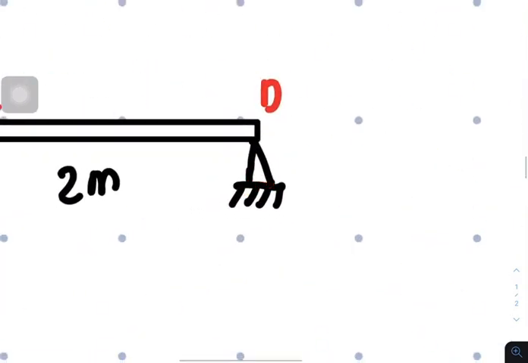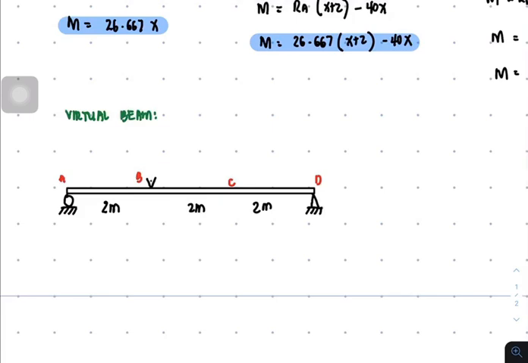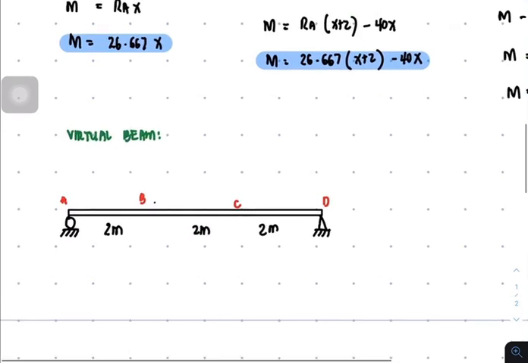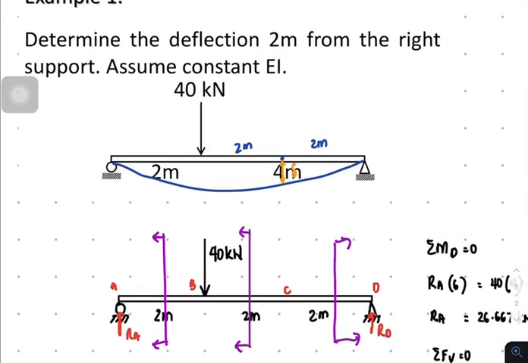here, just to clarify that the reaction that we will be getting here from the virtual beam is no longer the same from the actual beam. And of course, you're going to remove the given load or applied load. At this time, we're asked to solve for the deflection at 2 meters from the right support. So deflection, and we assume that the deflection is going down.